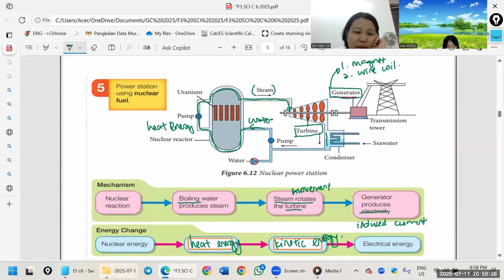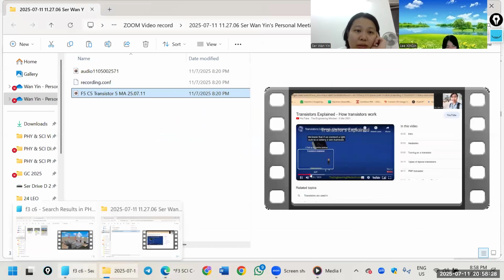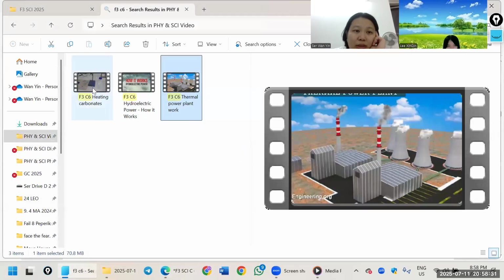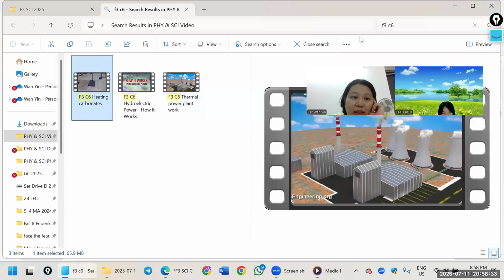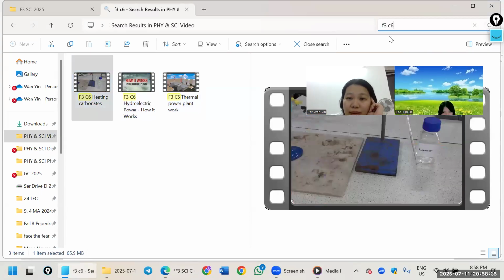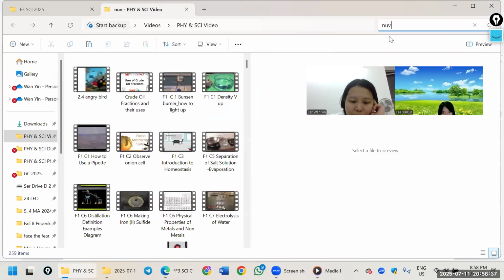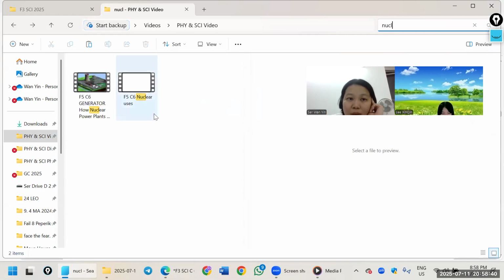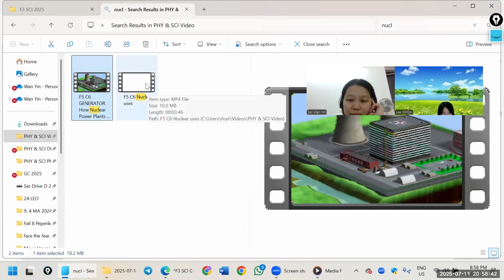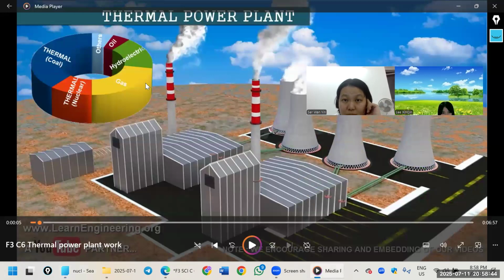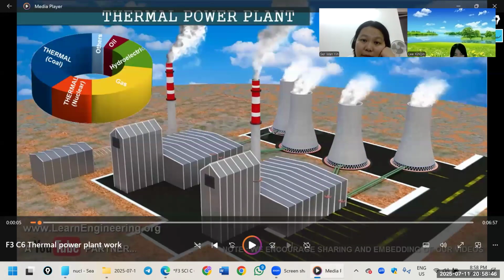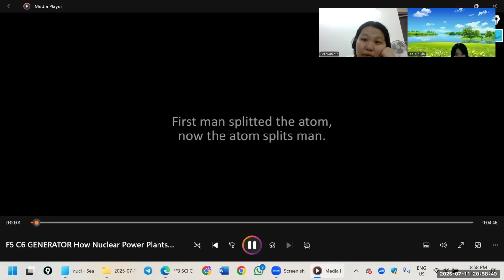Okay, let's see, where is my nuclear power plant? We will relearn this in Form 4, Form 5 Science and Physics. I think Form 5 Science and Form 5 Physics. And now we just know the general first.